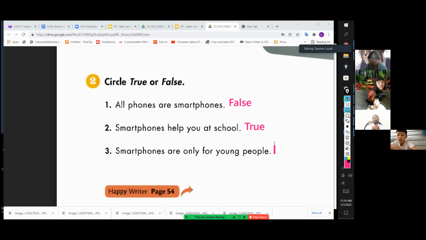Number three, phones are only for young people. Is this true or false? False. Good. Okay, false. Old people can use them also. All right, so now I'm going to ask you a thinking question. We're going to think, okay? So let's go to number three.